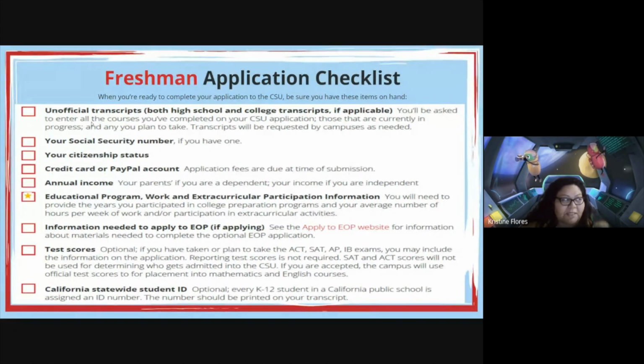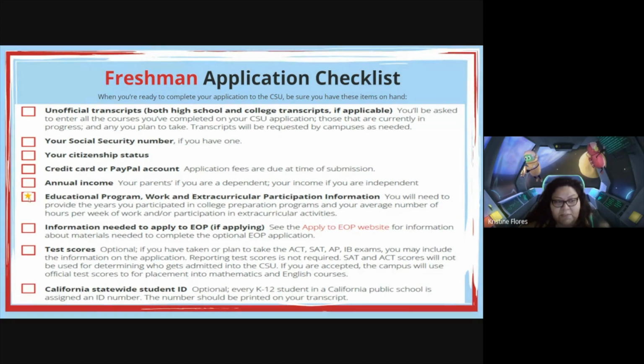You're also going to need your social security number. Make sure you have that, if you have it, with you. Your citizenship status, make sure you know what that is. Credit card or PayPal account, this is to pay for the application fees. You need to know your annual income, your parents' if you're a dependent, or your income if you're independent.